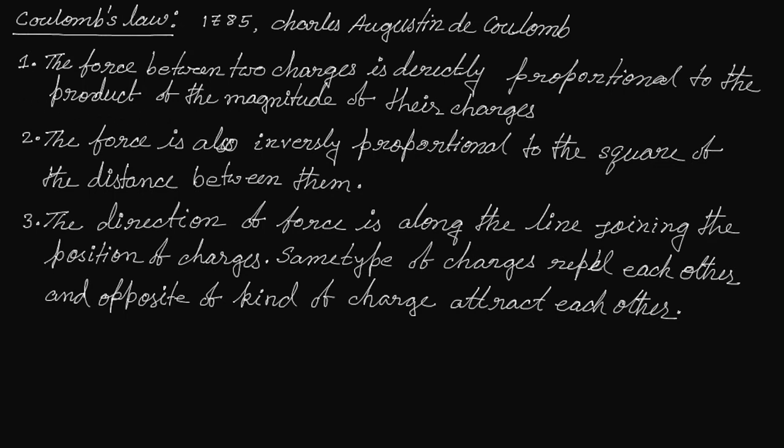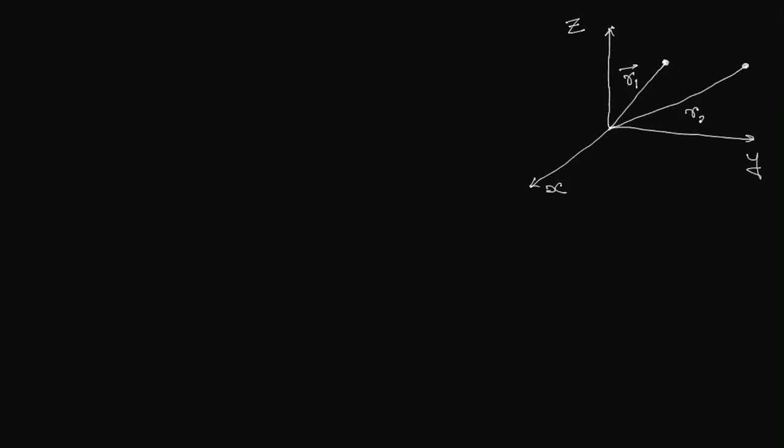So now if we want to write this statement in terms of mathematics, how can we write this? For that, let me first draw a figure. Let's say this is a coordinate system: this is the x-axis, this is the y-axis, and this is the z-axis. And we have two charges. One charge is q1 at a distance r1 from the origin, and another charge is q2 at a distance r2 from the origin, and the distance between them can be written as r21 equals r2 vector minus r1 vector, and this is the q1 charge and this is the q2 charge.